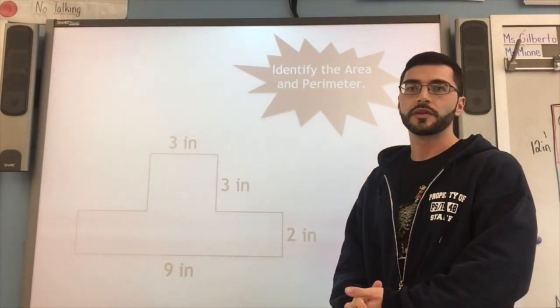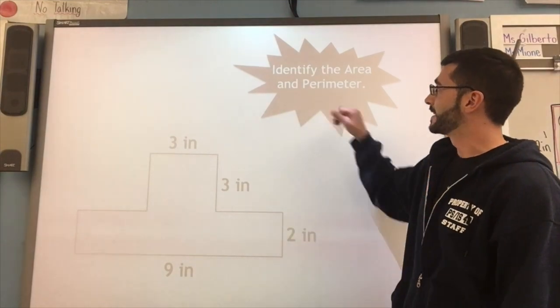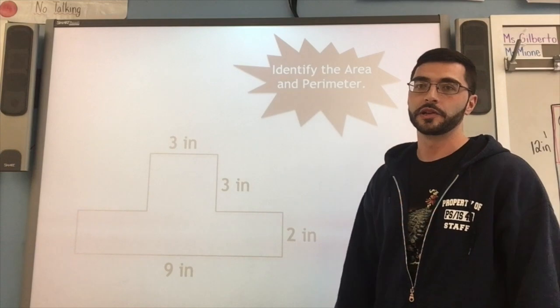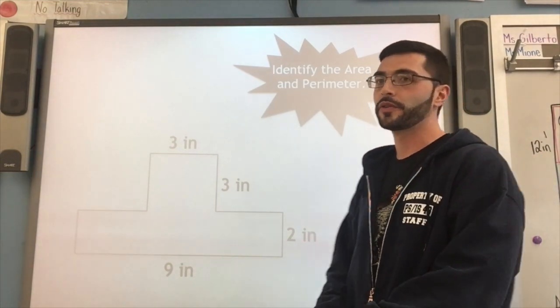All right, everyone, using what Miss Gilberto and I just showed you, the next 2 slides identify the area and perimeter for both. Don't forget, there's more than one way we can do it. So if you feel confident, try solving it more than one way. But for both, we're looking for area and perimeter.